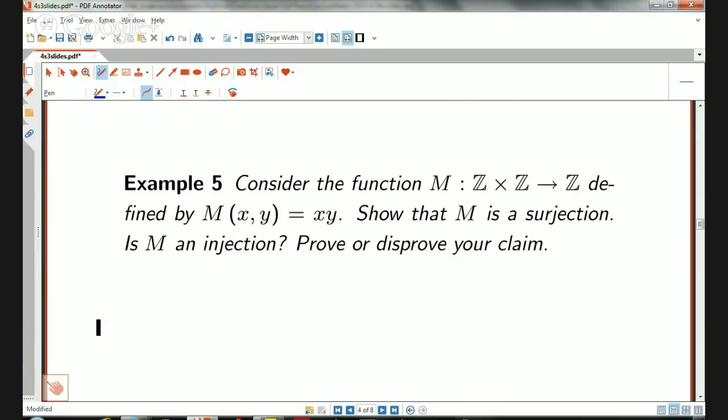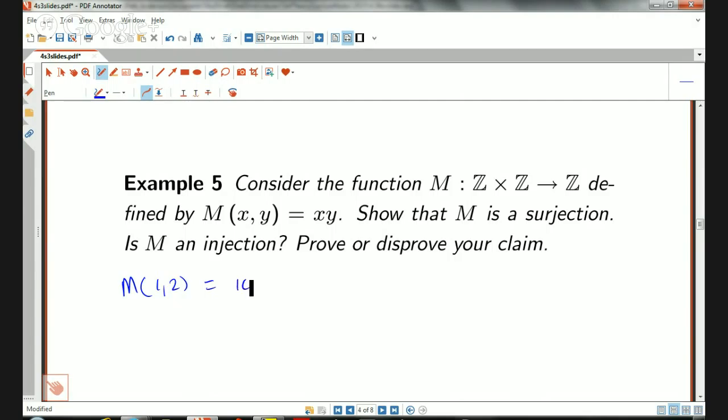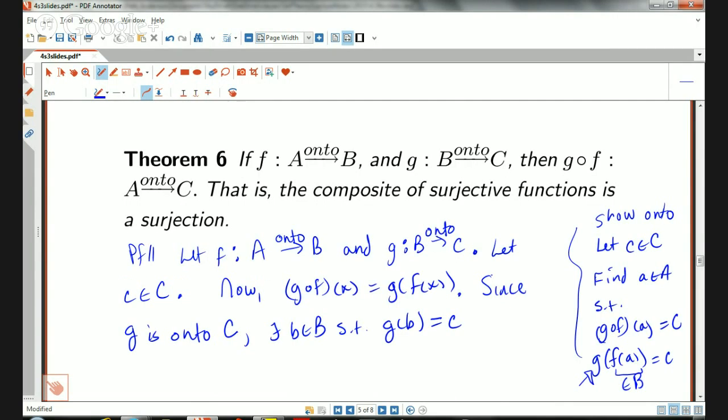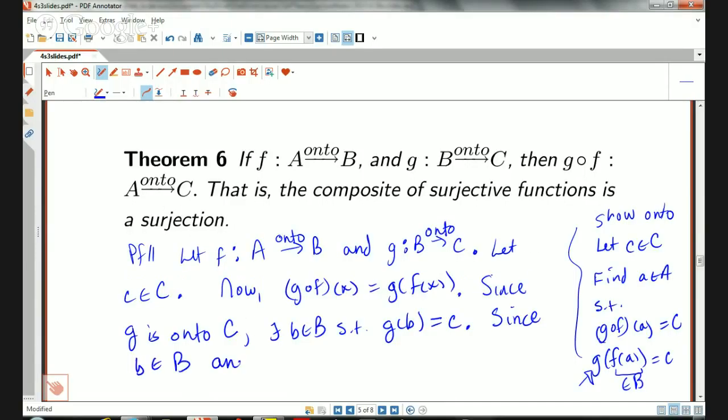Okay, back here. So we want to show it's onto. And so you have G of something, and it has to be equal to C. So what we're going to do is apply the fact that G is onto, and we're going to go backwards. Since G is onto C, there exists a B in B such that G of B is equal to C. That's our definition of onto.